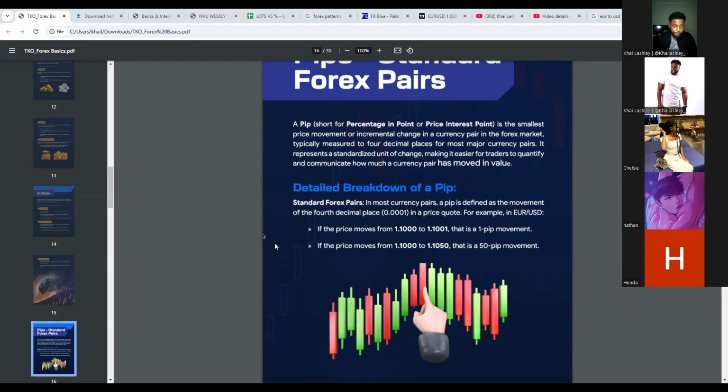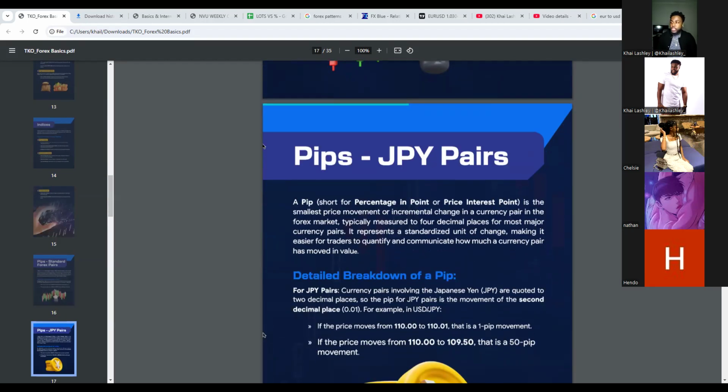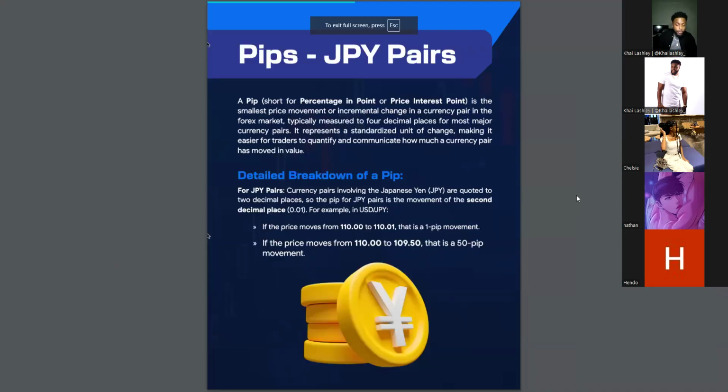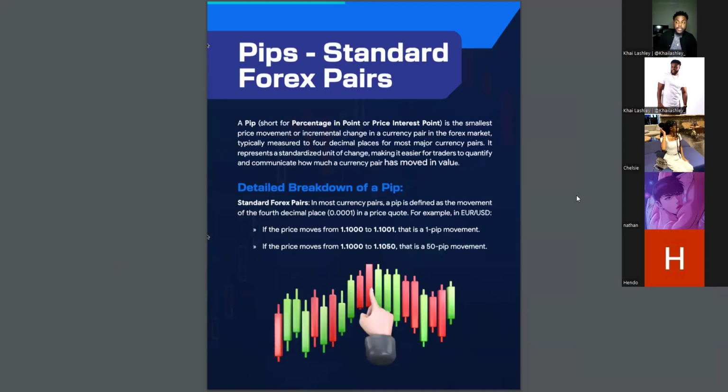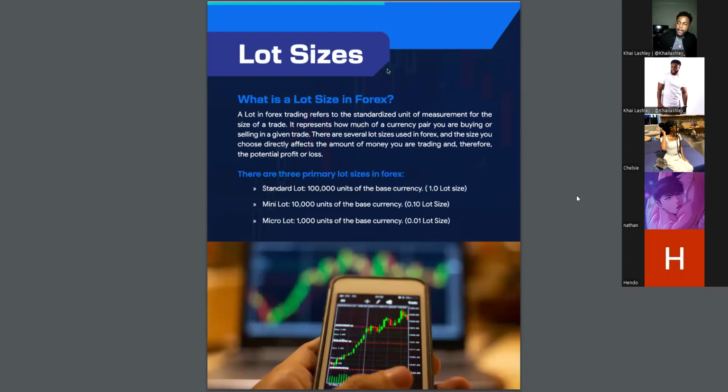understand pips. Understand the difference with the standard Forex pairs and how to count them, and also with JPY pairs, and also with gold. Understand how to calculate pips for gold and the JPY, because it's different with commodities, different with JPY, and different with the standard Forex pairs. It's about understanding how to calculate dollars and cents. Be able to do that. Like I said, you will need it if you want to understand how to calculate your risk.